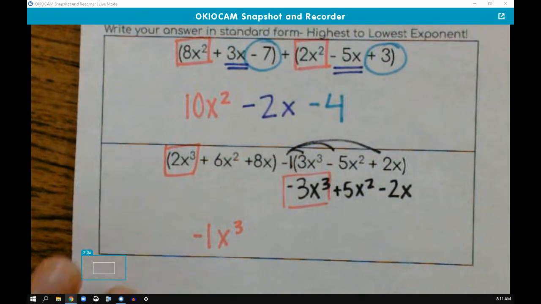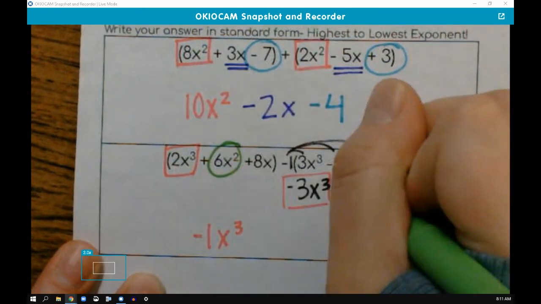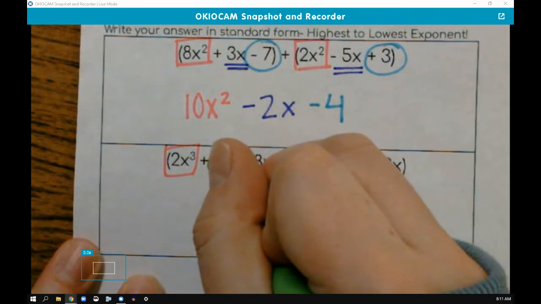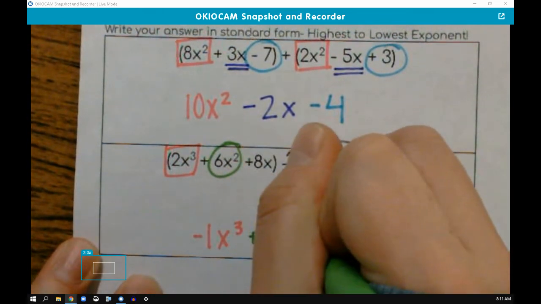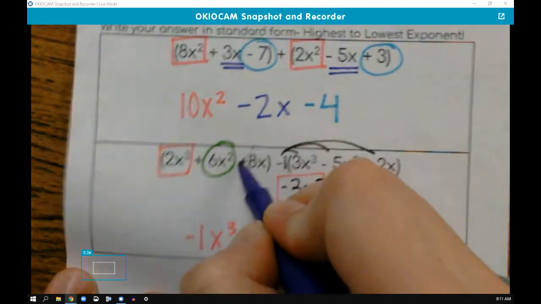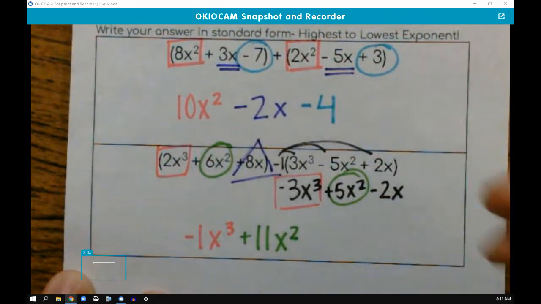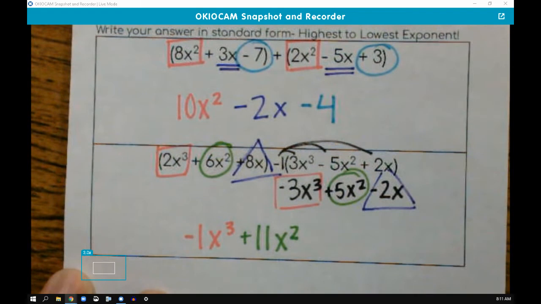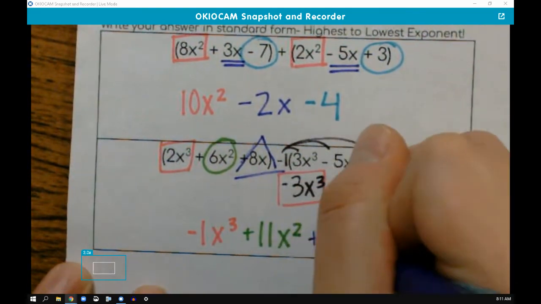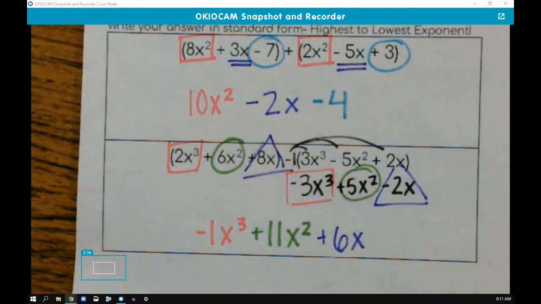Next up, I've got 6x squared and 5x squared, both positive. So 6 plus 5 is 11 x squareds. And then my last one, I've got 8x and negative 2x. 8 minus 2 is 6. So I've got plus 6x. And again, when we're combining like terms, we don't change the exponents.